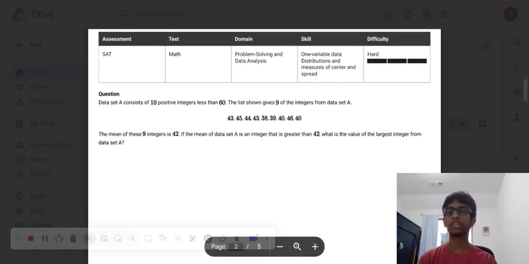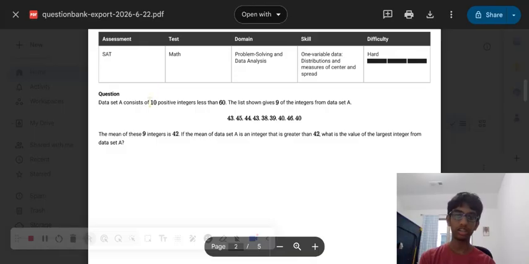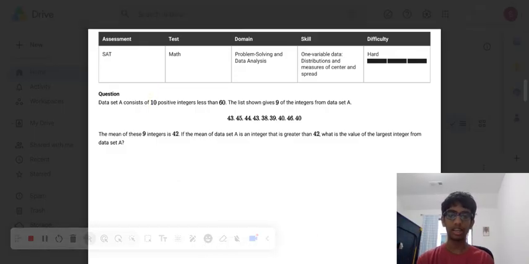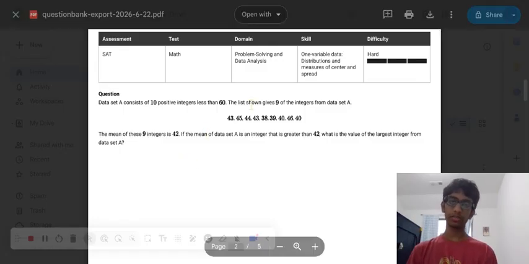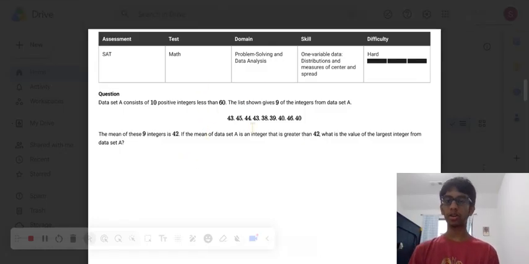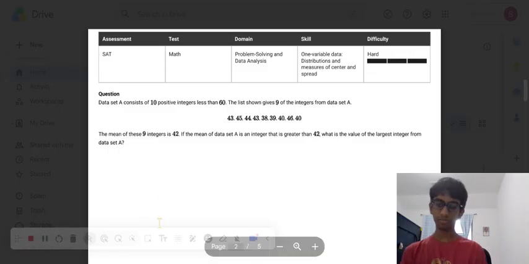Our second problem states that dataset A consists of 10 positive integers less than 60. The list shows 9 of the integers from dataset A, and these are your 9 integers. The mean of these 9 integers is 42. If the mean of dataset A is an integer that is greater than 42, what is the value of the largest integer from dataset A? Well, what do we know? We know that these 9 integers are part of set A, and they have a mean of 42. And we also know that dataset A, which has one extra value, has a mean that's greater than 42.